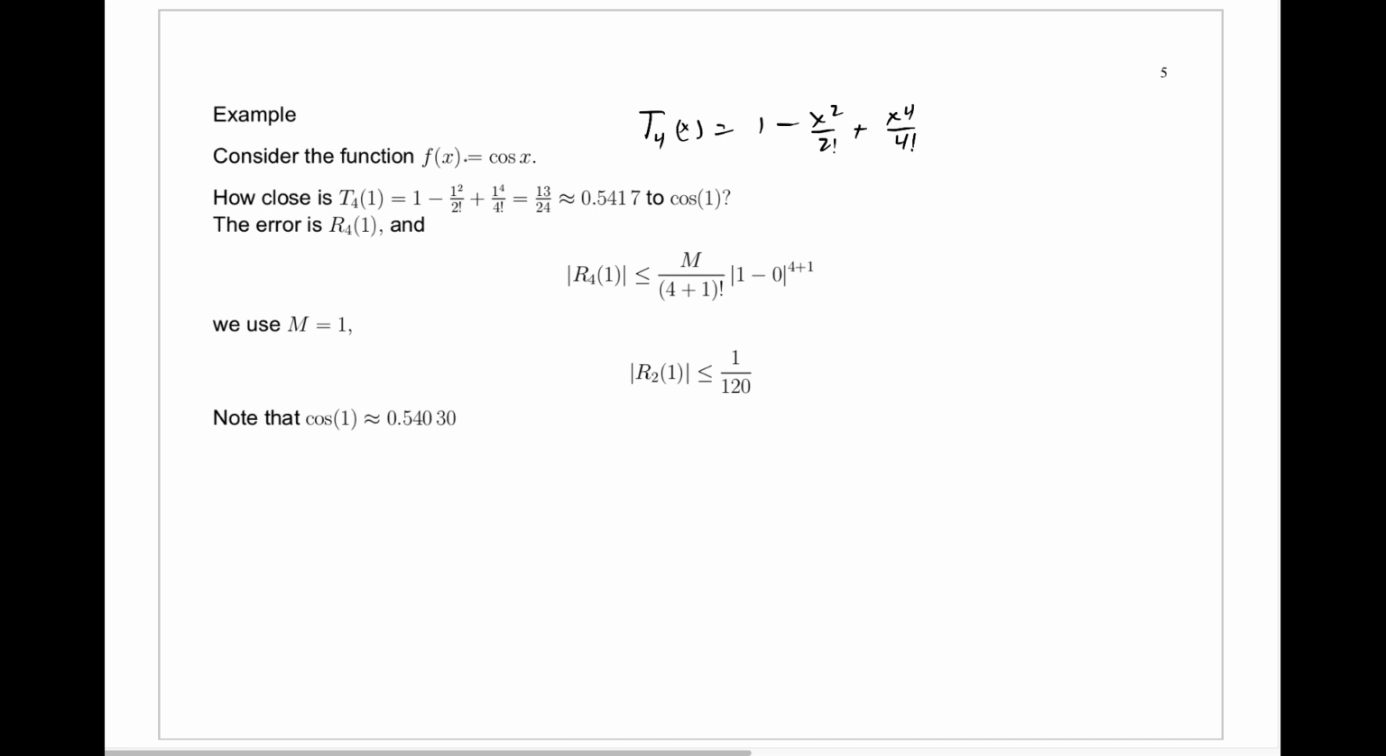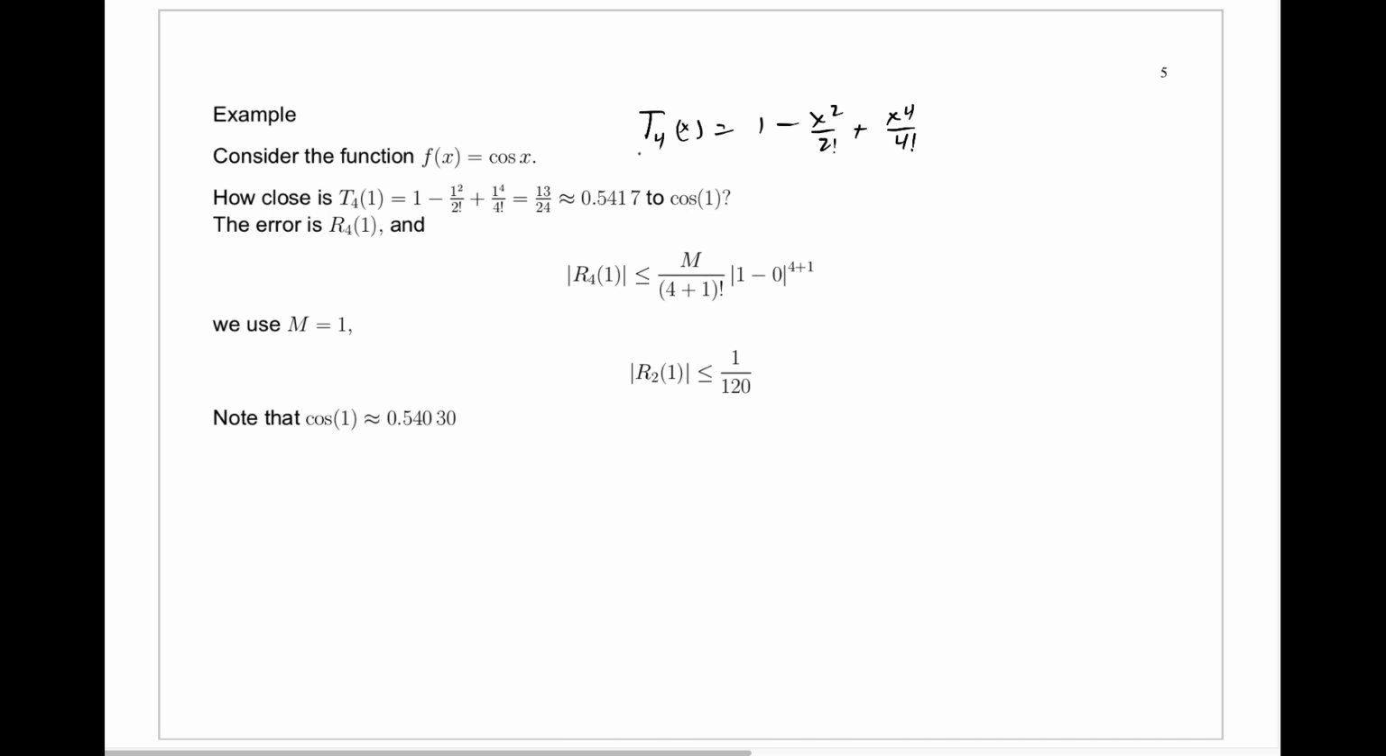If we want to know how close this fourth degree Taylor polynomial is to the cosine function, we have to ask, where are we interested? This is the Taylor polynomial centered at 0, and if I say move x all the way out to 1, say 1 unit away from the center of the Taylor series, how good an approximation is T4?